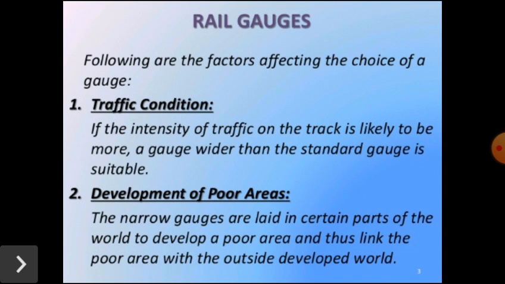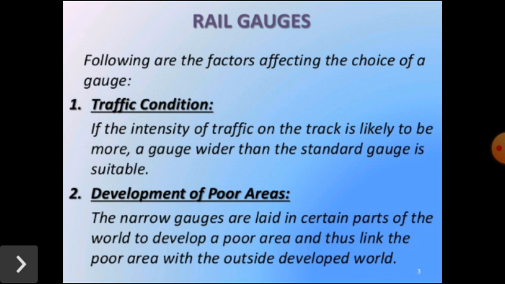Basically, in Indian Railways there are 4 types of gauges: broad gauge, standard gauge, meter gauge and narrow gauge. In descending order, broad gauge has the widest gauge distance, then standard gauge, then meter gauge, and the narrow gauge has the shortest width between the inner faces. If the traffic intensity is heavy, then we go for the broad gauge.